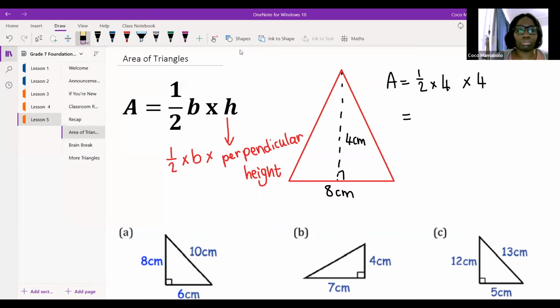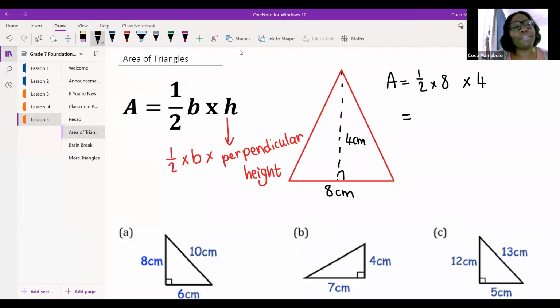Teacher Coco, yes, ma'am, isn't the base 8? Half of 8. Ooh, sorry. Half of 8. Sorry, guys. My base is actually 8. Thank you, Teacher Kat. This is why I keep you around.